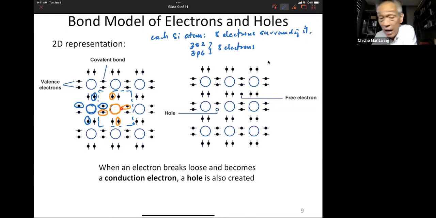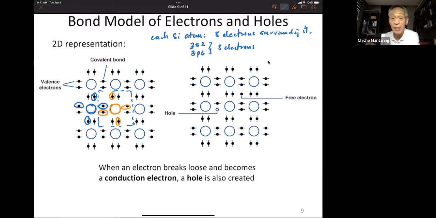Because what really belongs to it is just these 4. This is the owner of that, and this is the owner of that, and so forth. Now, from the point of view of each silicon atom, it thinks that its 8 outermost electrons are complete. But actually it had to borrow, or share, 4 electrons with 4 other silicon atoms. So that is the nature of your covalent bond. That's the nature of the bonds in your valence band.